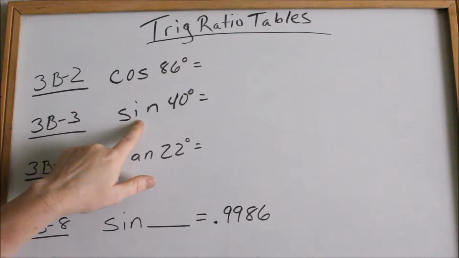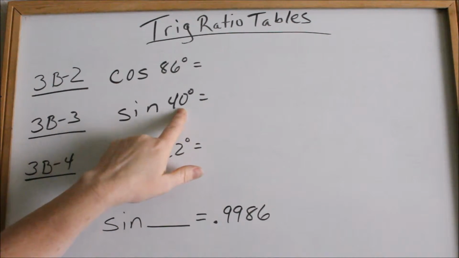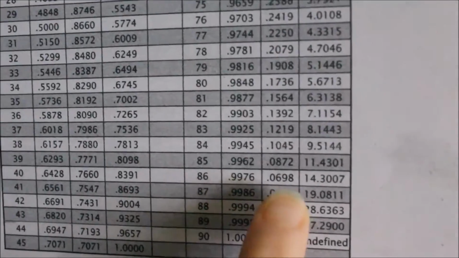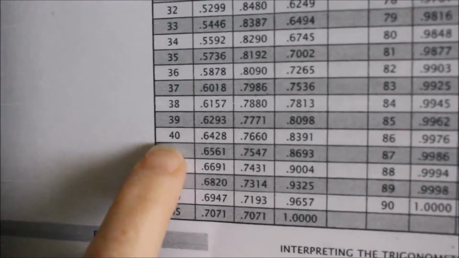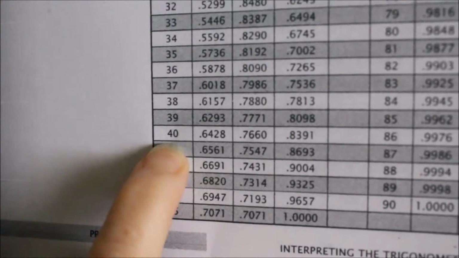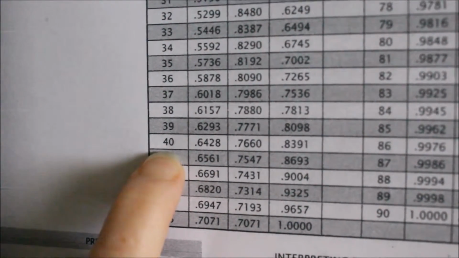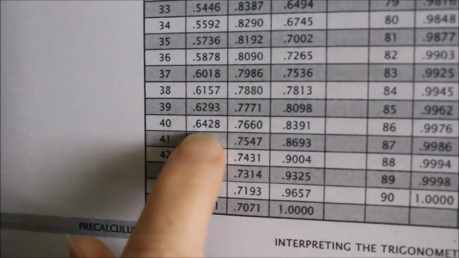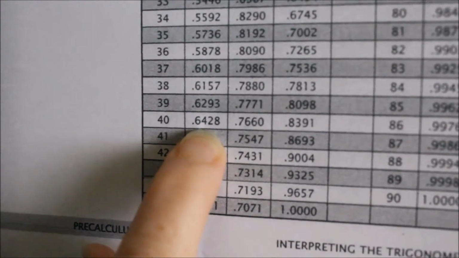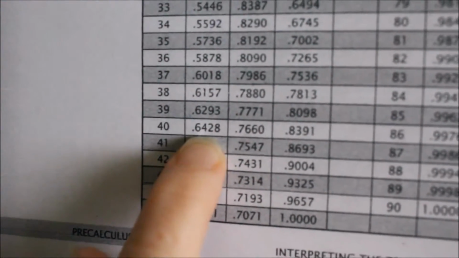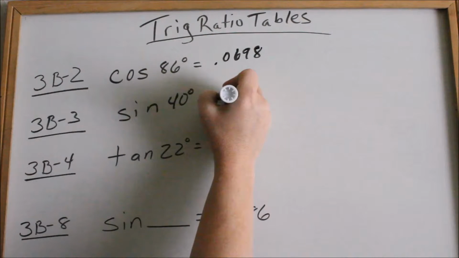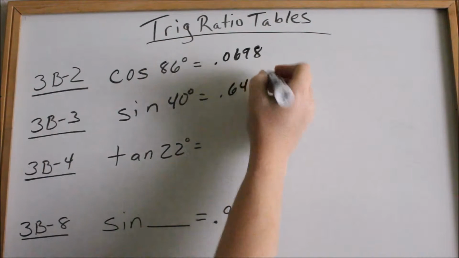Okay, now let's look at 3b3. Now we're going to find sine of 40 degrees on the trig tables. Okay, now for 3b3, we had sine of 40 degrees. So you find your degrees, 40 degrees. My first column is degrees, and then sine is my next column. It goes in order, sine, cosine, tangent. So this would be sine of 40 degrees, 0.6428.